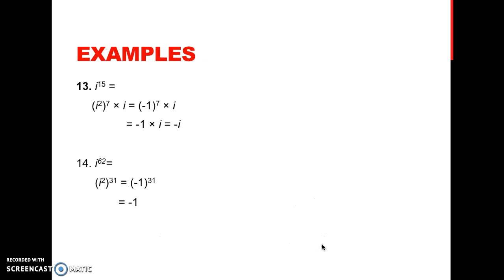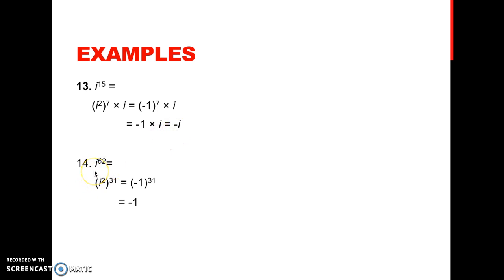So here are some examples. We have number 13, which is i to the 15th power. So we can take i squared, which gets us negative 1, to the 7th, so there's 14, okay? So negative 1 to the 7th power is going to get us negative 1 still, and then i, okay? So we have negative 1 times i, which equals negative i.